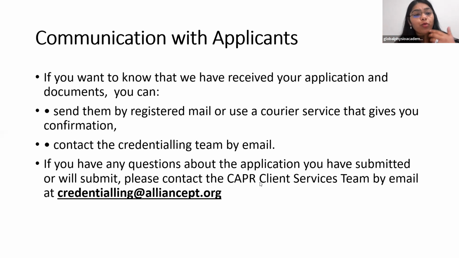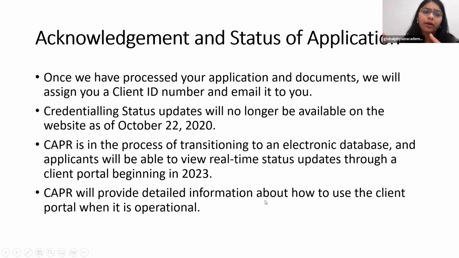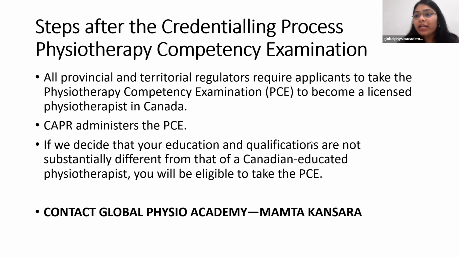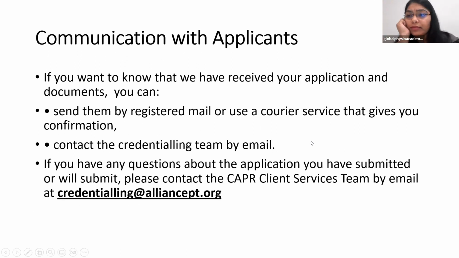Communication with the applicants. So if you want to know that CAPR received your application and documents, you can send them by registered mail or courier service and contact the credential team by email. And the email is credentialing@alliancept.org. So you email them on this email ID that, okay, I submitted the document on so and so date, whether you received, what is the status, they will update you. Okay, status, I think they are not updating, they are sending the document, and from 2023 onwards, they are making an online portal. So it is very easy for you. Clear so far? Any question?